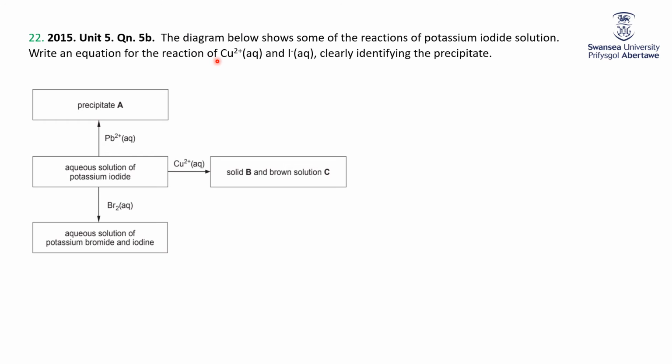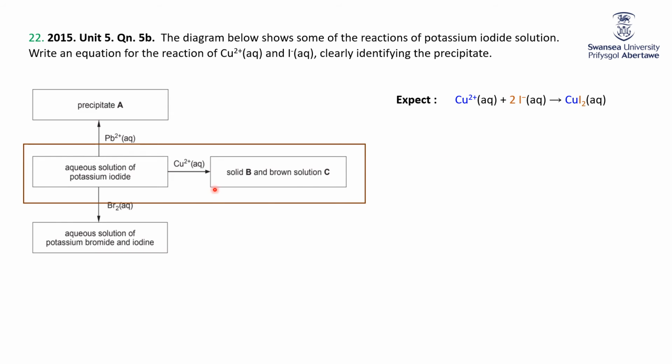Another one that they really want you to memorize: the diagram below shows some of the reactions of potassium iodide solution. The potassium is just always going to be a spectator ion, doesn't matter. The iodide is what is important here. So we're taking iodide, reacting it with Cu2+, and we make a solid B and a brown solution C. So this is one that, again, apparently you should just recognize.